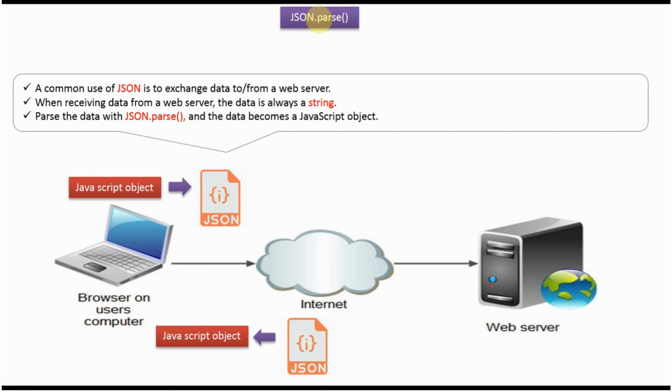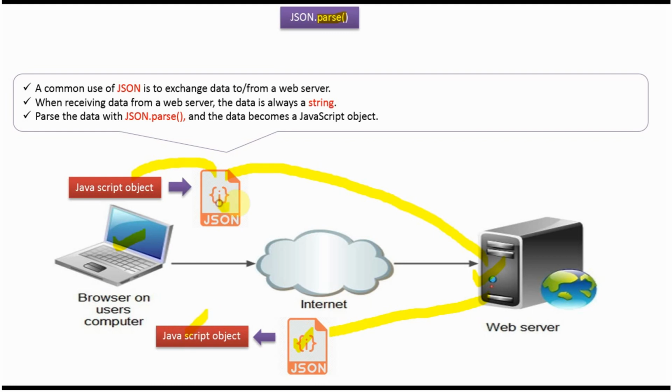In this video tutorial I will explain the parse method of JSON. Here you can see the client and here you can see the web server. From the client machine we can convert a JavaScript object to JSON and send the JSON to the web server. And from the web server we can send JSON to the client. And using the parse method of JSON we can convert JSON to a JavaScript object and use it on the client side.